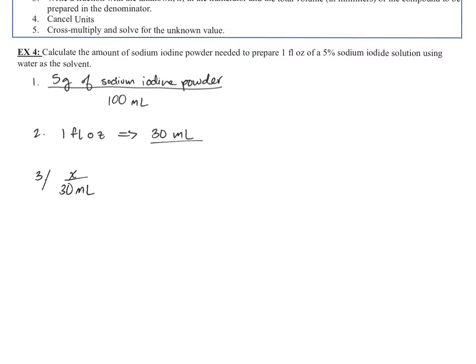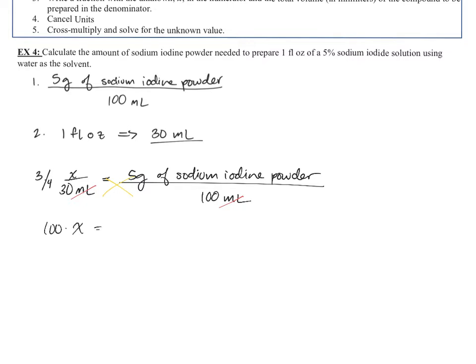We'll squish the third and fourth steps together. We set this equal to our proportion piece up there, 5 grams of sodium iodide powder all over 100 ml. We can cancel out the milliliters right now, and then cross multiply. We're left with 100 times x equals 30 times 5 grams of sodium iodide powder. And then we can divide by 100.